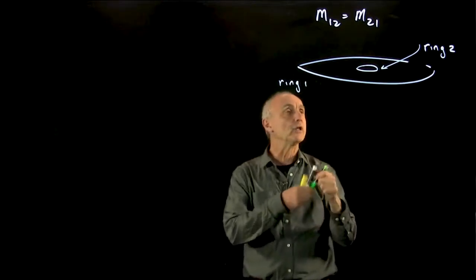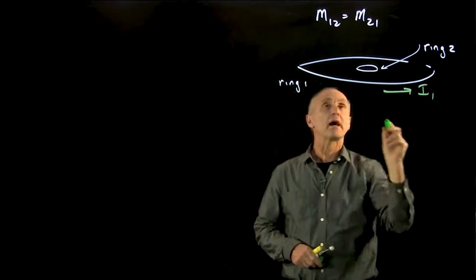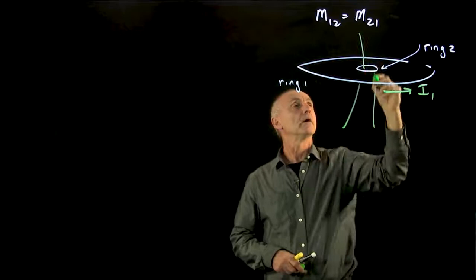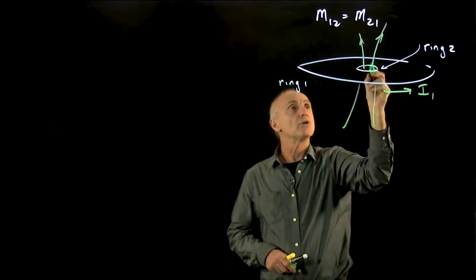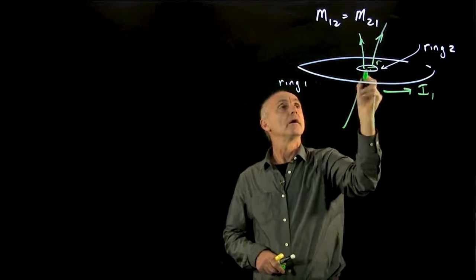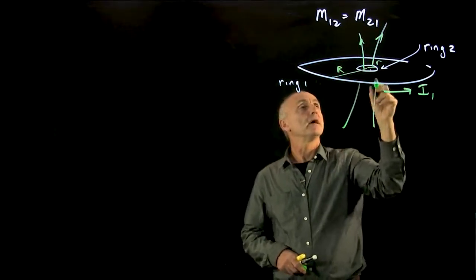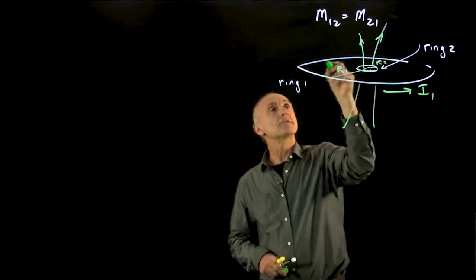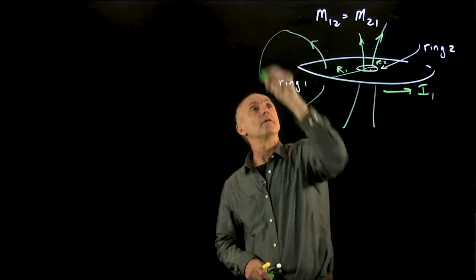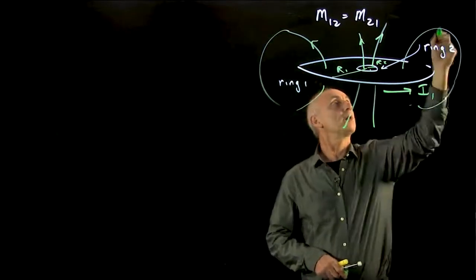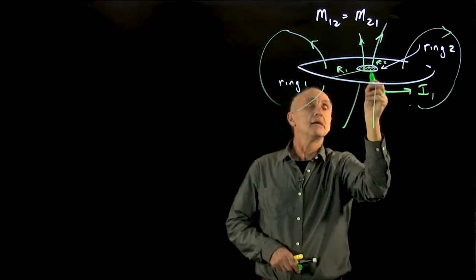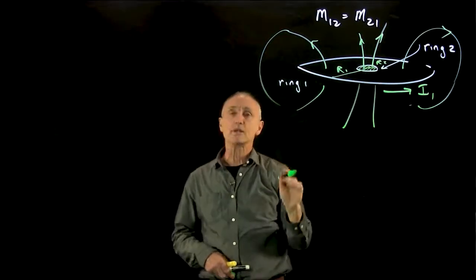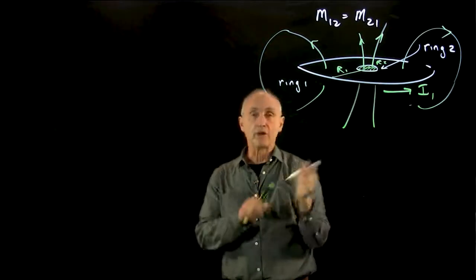But if I put my current through ring 1, so we'll call that I1, then we know that the magnetic field of a ring is more or less uniform. Let's call this radius r, and this radius capital R. Well, I'll call this R2, and that R1. And yes, outside of here the field looks a little more complicated, but inside this little ring, the magnetic field is essentially uniform, and so I'm going to approximate the magnetic flux in that ring in the following way.